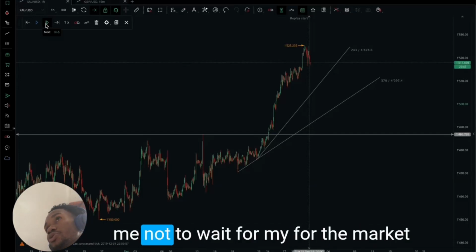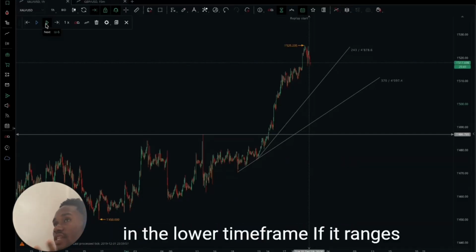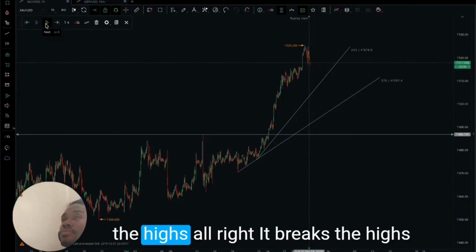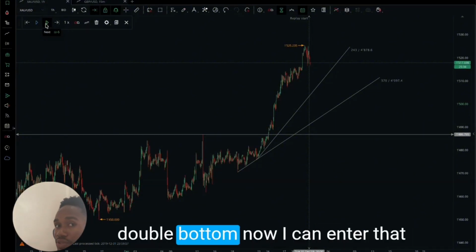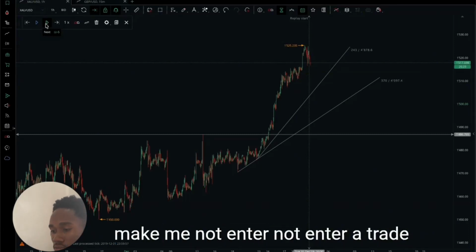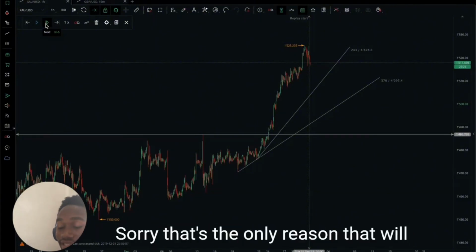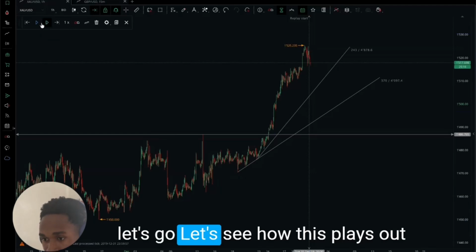The only reason that will make me not wait for the market to get to my trend line is if it ranges on the lower time frame. If it ranges on the lower time frame and it breaks the highs of the ranging market and it retraces that high and it forms a clear double bottom, now I can enter that trade. That's the only reason I'm making an exception. That's about my trend line. Alright, so let's see how this plays out.